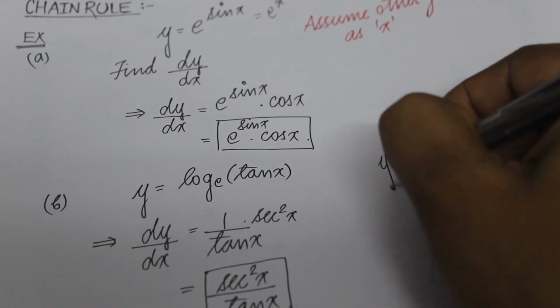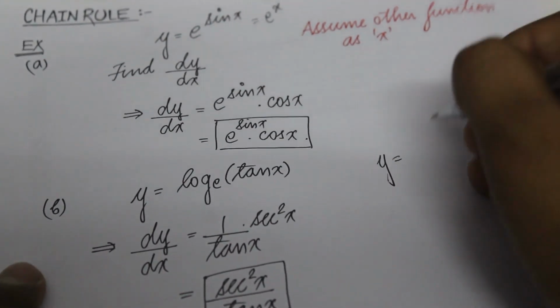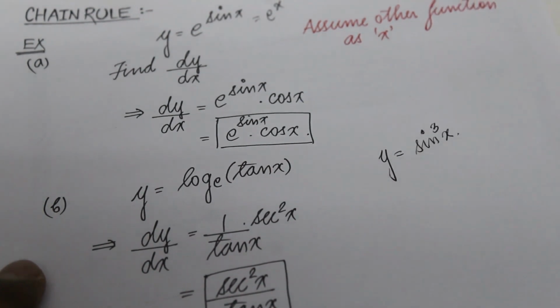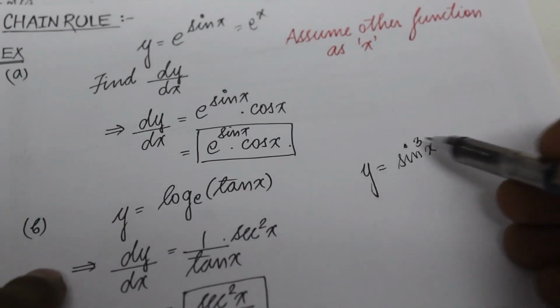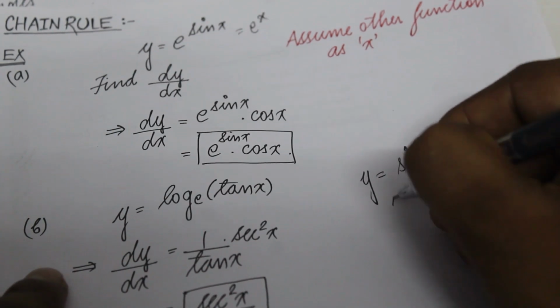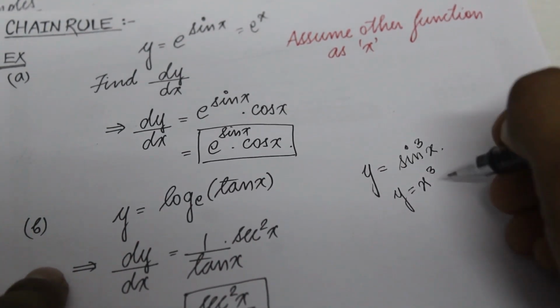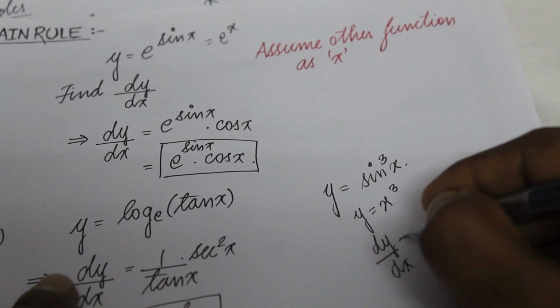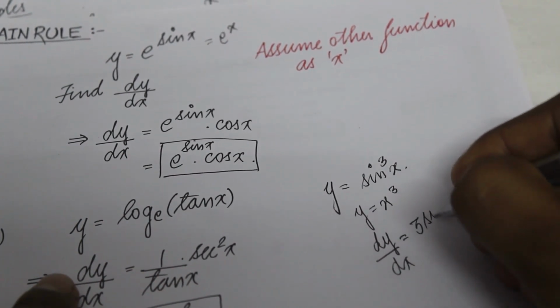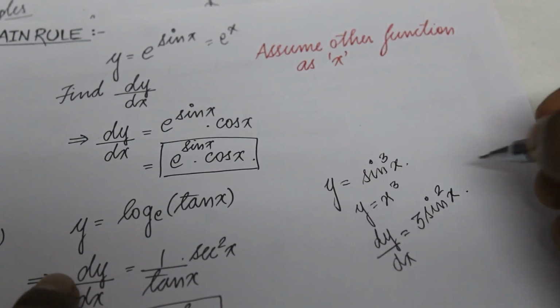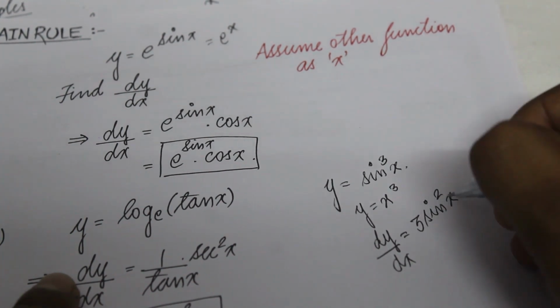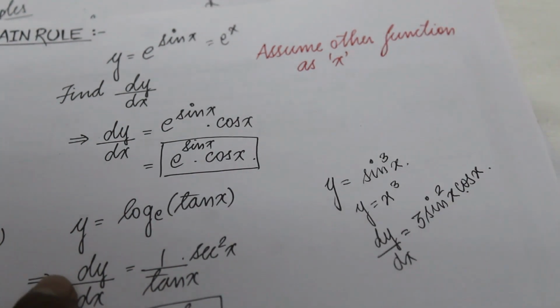Let's take another example. y is equal to sine cube x. Now how to solve this? We don't know how to solve sine cube x directly, so consider the whole sine x as x. So it can be considered as y is equal to x cube. What is the differentiation of x cube? It is 3x square. So dy by dx is equal to 3x square, where x is sine x, so sine square x. Now differentiate the one which you have assumed. You have assumed sine x as x, so differentiation of sine x is cos x. So this will be your answer.